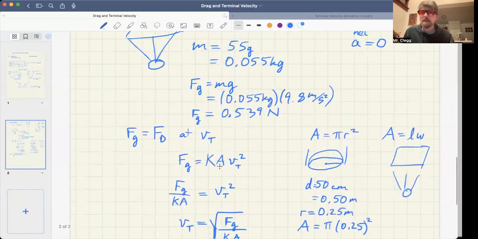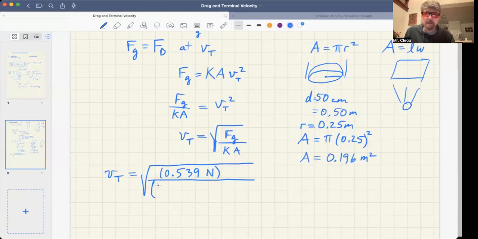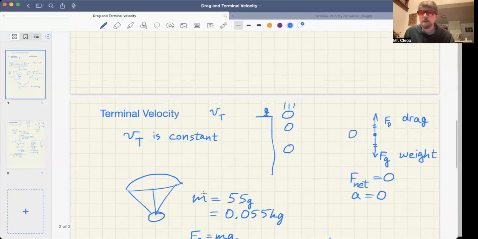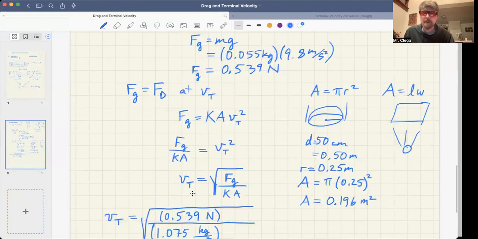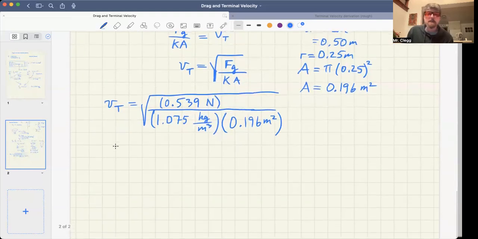Down on the bottom, we have our k. That is 1.075 kilograms per meter cubed, which is kind of weird because it seems like a density unit, but it's not. It's just a constant. And then we have our area, which is 0.196 meters squared. Need to make everything a little longer up here. There we go. And now all we have to do is pick up a calculator.